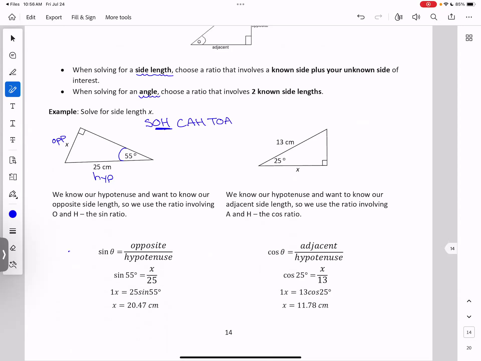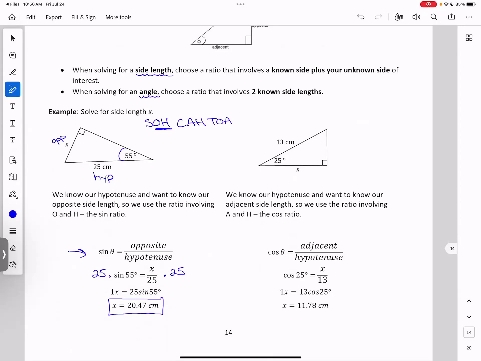And that's what they've done down here. So we know sine of any angle is opposite over hypotenuse. So sine of 55 degrees then is x over 25. Then we can rearrange to solve for x by multiplying by 25. And we get x is 25 times sine of 55, which we can calculate to get our answer here. Remember, sine of 55, that's just a ratio. It's a number. We can calculate that in our calculator.